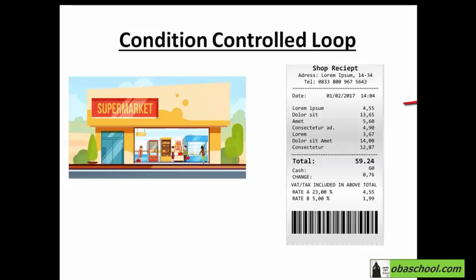So when we add each item on its own and we keep adding items, this is condition-controlled loop. For example, look at the bill. The first item is 4.55. Then the second item is different with a different price. So it keeps adding until we get the total. So condition-controlled loop is adding different items that have different prices.